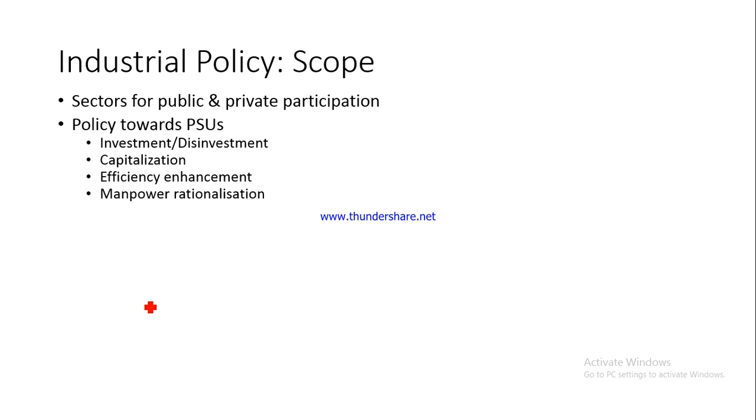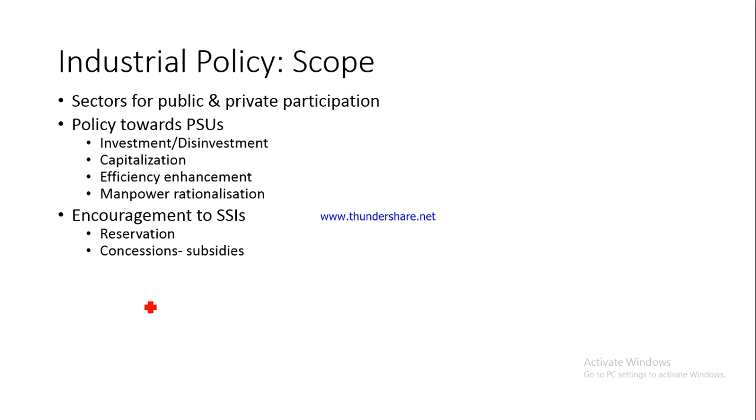So basically, these industrial policy documents also define whether the government is going to go for this kind of manpower rationalization or not. Are they going to keep having more number of people than required for the operations of various business enterprises, or are they going to do away with this extra baggage or extra manpower that they have, or are they going to recruit at a large scale? So all these things are also part of the industrial policy document.